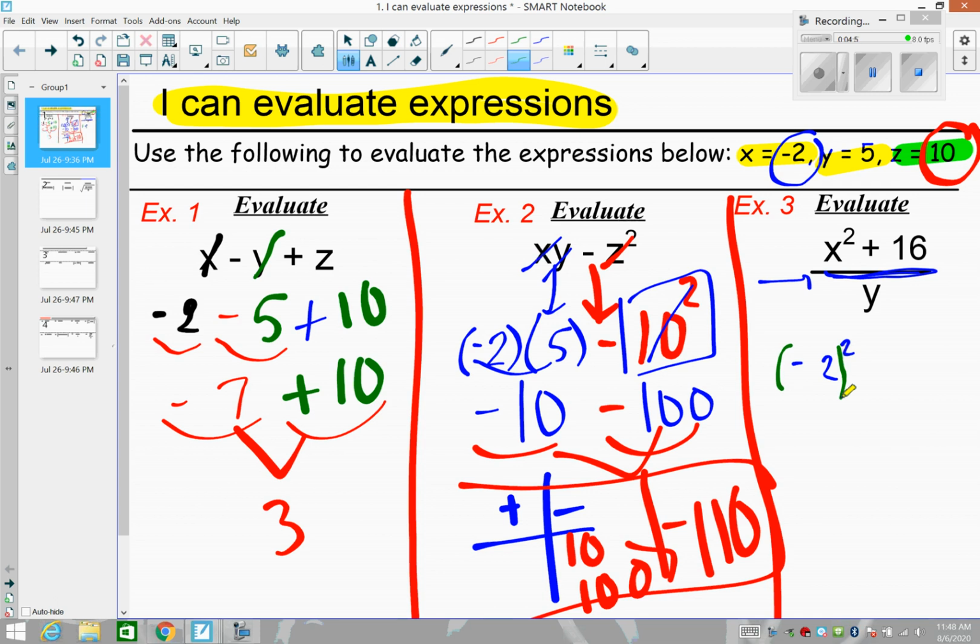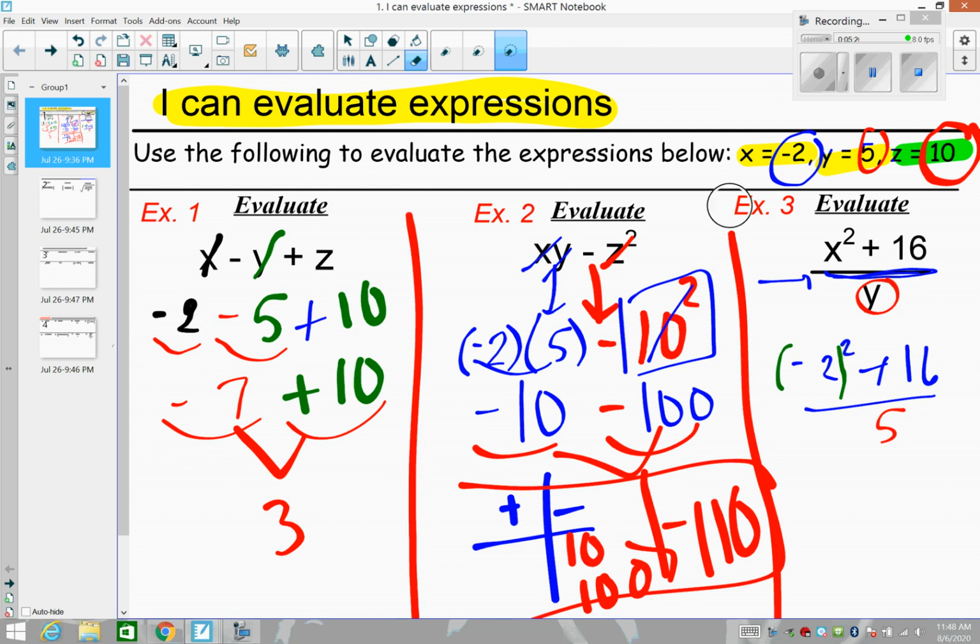Because otherwise sometimes we get messed up on our sign. So I would recommend that anytime you have a negative base to an exponent, throw a parenthesis around that. After we do that, we're going to add 16. In the denominator, we're going to divide by the y value, which happens to be 5. Okay, so we got to take care of that exponent first.